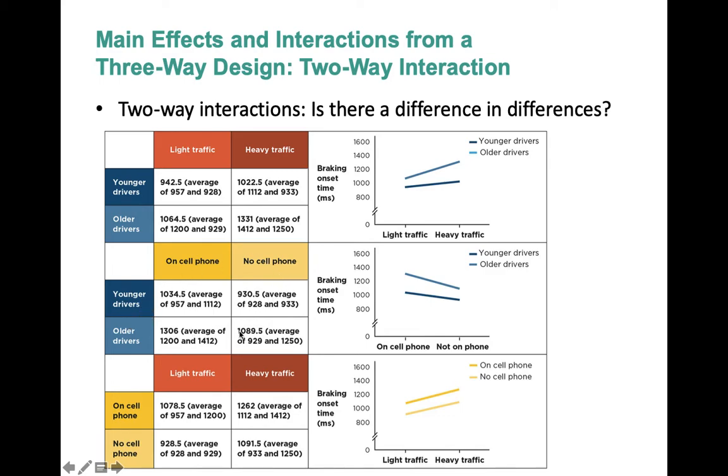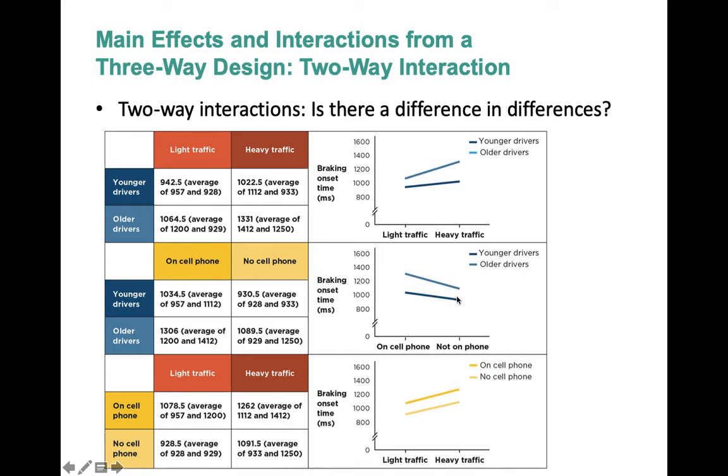This is the example that we've then kind of had from the previous lecture. This is the original example, which is to say, let's forget about what traffic they're driving in for the time being. Is there an effect on braking time? Is there a difference between younger and older drivers, and does that difference depend on whether or not they use a cell phone or not?